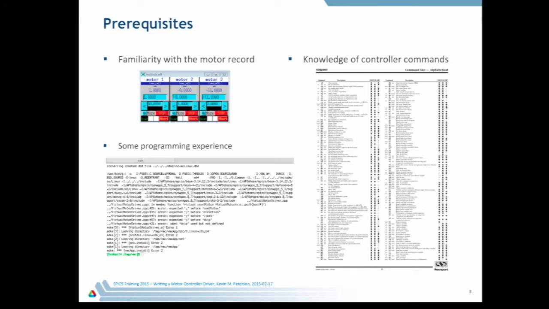This presentation assumes that you've used the motor record before. You have some programming experience, and you can see some C compile errors there because semicolons were omitted, and a controller for which you have some documentation. You probably can't read that, and you're not supposed to be able to read that. That is a list of the MM4005 commands. That's just one page from the manual from the Newport controller, an overwhelming list of commands.